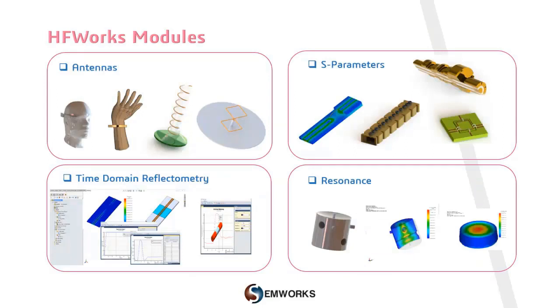Let's see how these capabilities are packaged inside HFWorks. HFWorks offers four types of studies. Studies are types of simulation. So you can simulate antennas to study antenna behavior, S-parameter to study the frequency response of any passive structure, time domain reflectometry to get impedance versus time response and examine your structure in time domain, and finally resonance to calculate the resonance frequency, so-called eigenfrequency, and its corresponding electric and magnetic field distribution.